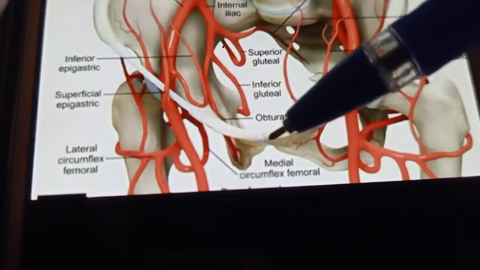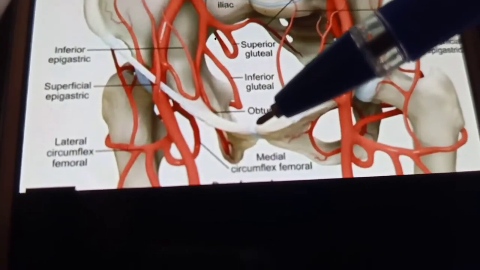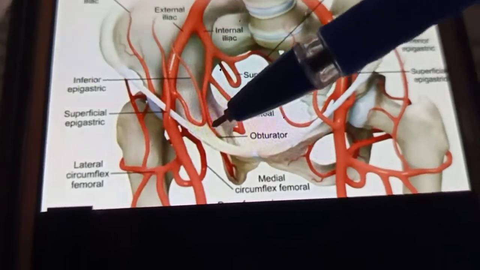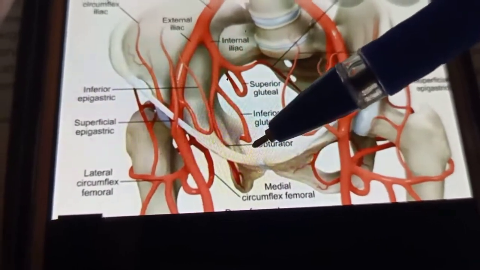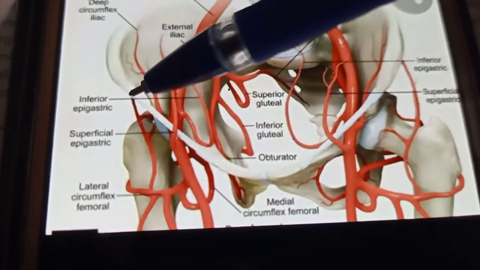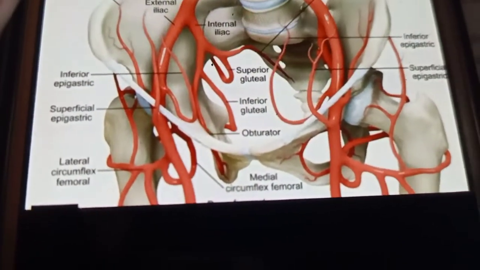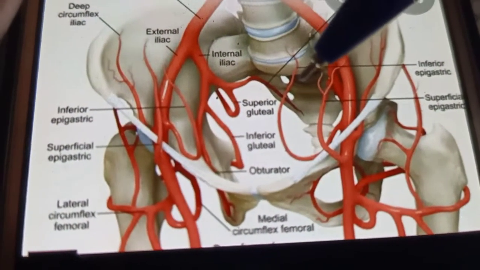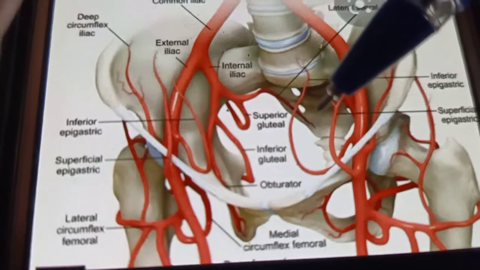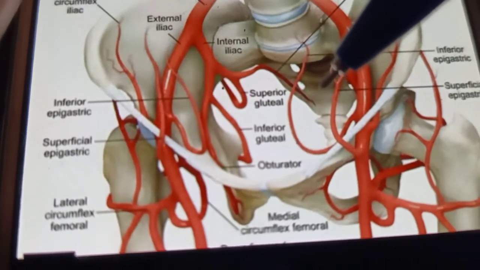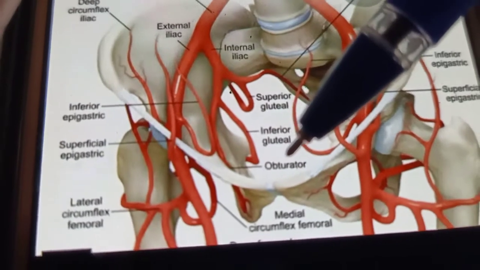Sometimes this anastomosis is so large that the obturator artery appears to be a branch of the inferior epigastric artery. So sometimes you feel that the obturator artery is a branch of the inferior epigastric artery. It is then called the abnormal obturator artery. The percentage incidence of abnormal obturator artery is just 20 to 25%.